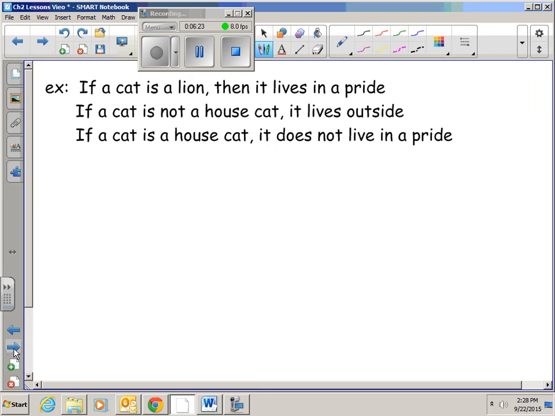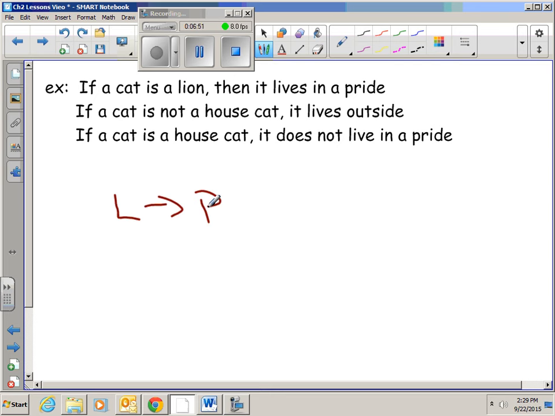Okay, let's try something a little bit more difficult. This only has 3 statements, but now we also see some negations in there. In other words, we see some nots. So I'm going to start by just writing the first one. Looking back at those steps, my first step is to write these things in terms of symbols. So I'm going to say, if a cat is a lion, then it lives in a pride. So if lion, then it lives in a pride.